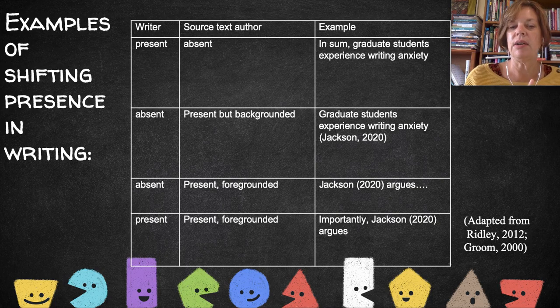And then if we look at the last example, importantly, Jackson 2020 argues. So now you can see the writer in there. You are in there because you've said importantly. You're telling me, the reader, that this is something significant and that you're aligning yourself with Jackson. So you are in the paper as well as the source text. And the source text is foregrounded because you've put the name first, so you're upfronting it. You're saying, Jackson's important for saying this.